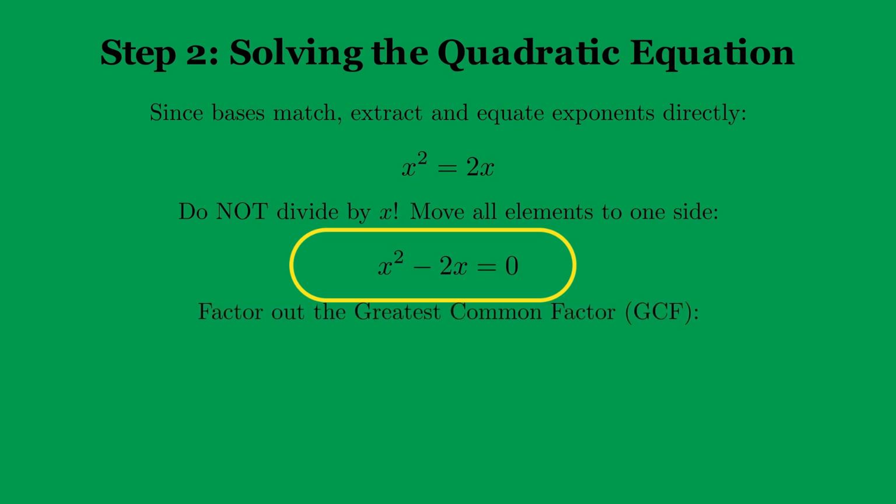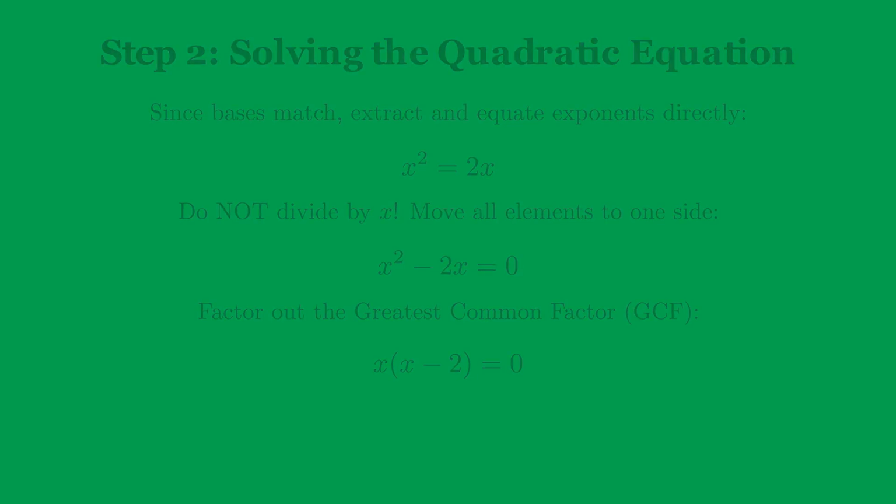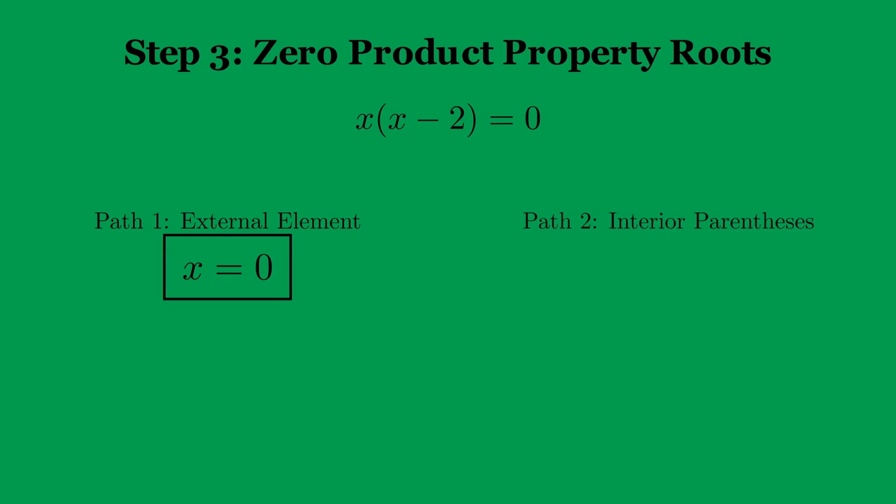Now factor out the greatest common factor. X multiplied by (x minus 2) equals 0. Using the zero product property, each factor must equal 0. First, x equals 0. Second, x minus 2 equals 0, giving x equals 2. Therefore, the two algebraic solutions are x equals 0 and x equals 2.